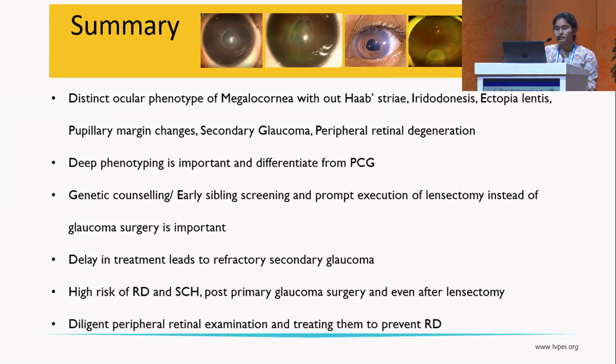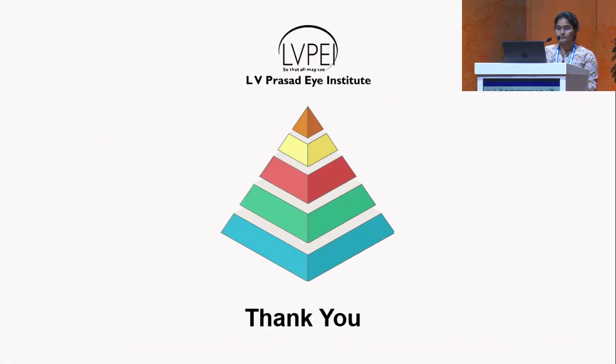And it is important to differentiate this condition from primary congenital glaucoma, as any primary glaucoma surgery will lead to a devastating complication like suprachoroidal hemorrhage leading to phthisis. Diligent peripheral retinal examination is important, and it is important to treat them during pars plana lensectomy and vitrectomy to prevent retinal detachment. Thank you.